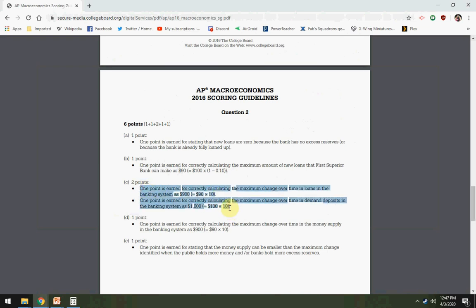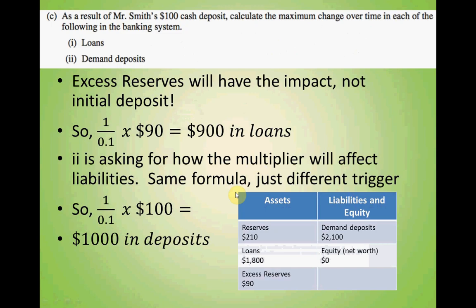Part C is probably where a lot of you are going to get stuck, because you're going to want to use the initial deposit and just say that's the only growth of the money supply. And in a simplified form, you sometimes see it that way. But they asked for loans specifically and demand deposits specifically.